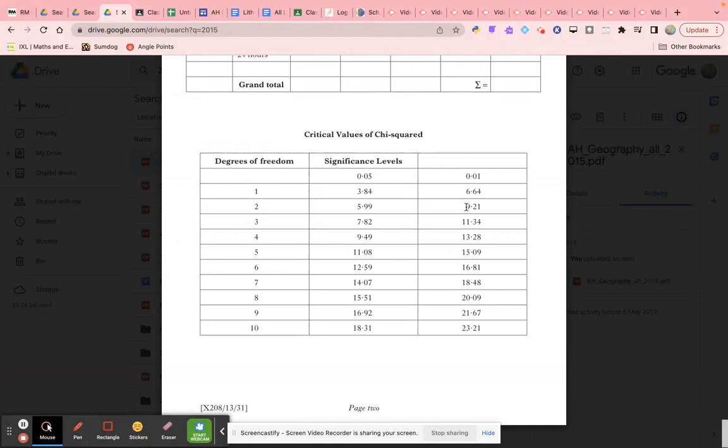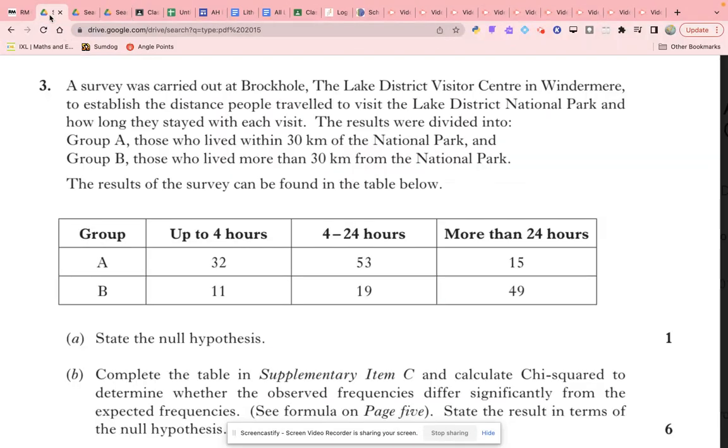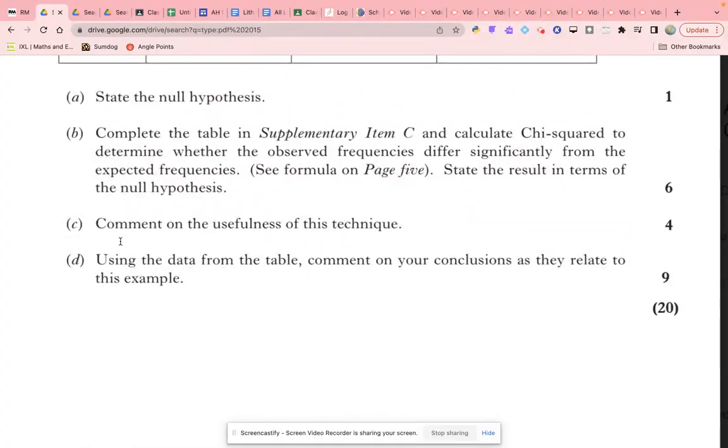And as a matter of fact, because we can get above the 9.21, we can go as far as saying it is significant to the 0.01% level. We are 99% sure that there is a difference between the distance people live and the time they spend in the national park. Okay, so let's just have a little look back at the exam question. We have now talked about the result. And is it significant? Yes, it is. And that question itself would probably be worth about 3 marks. The key question comes in this one here. You can see it's a 4-mark question, commenting on the usefulness of this technique.